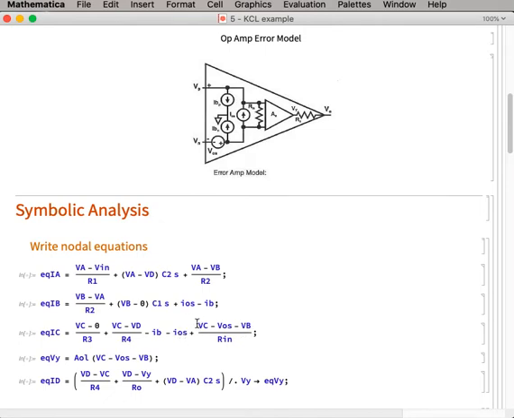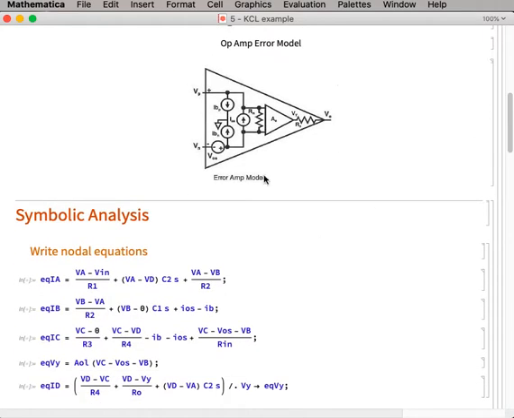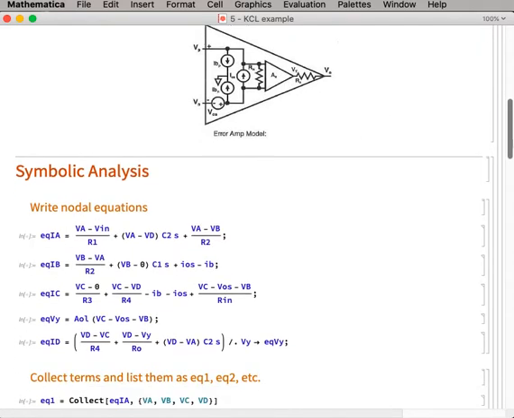And then we have VC, which is here, and there, VC up through the op-amp to VB, so it's VC minus VOS minus VB divided by Rn. Here's Rn. And then this we consider to be an ideal op-amp.